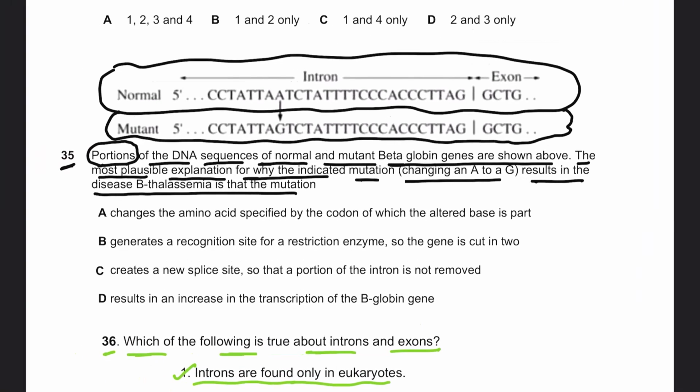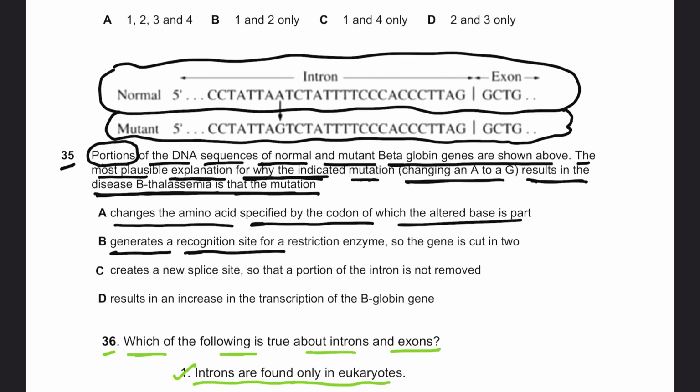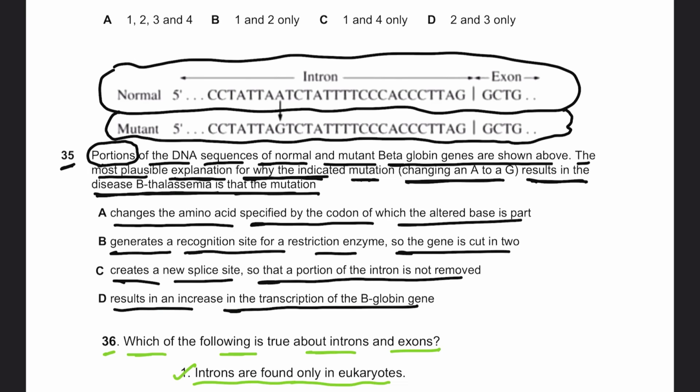They say that the most plausible explanation for why the indicated mutation changing from A to G results in the disease beta-thalassemia is that the mutation changes the amino acid specified by the codon of which the altered base is part, generates a recognition site for restriction enzyme so the gene is cut into two, creates a new splice site so that a portion of the intron is not removed, or results in an increase in the transcription of beta-globin gene. So guys, what should be the answer?